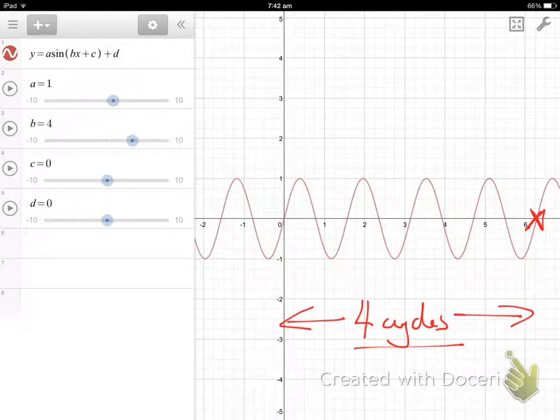The next step, I want you to move the b back to 1 again, and then we're going to investigate what happens with the value of c.